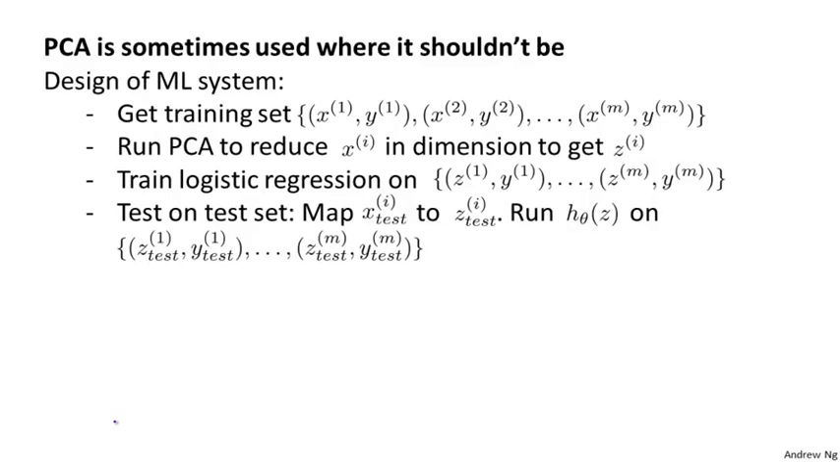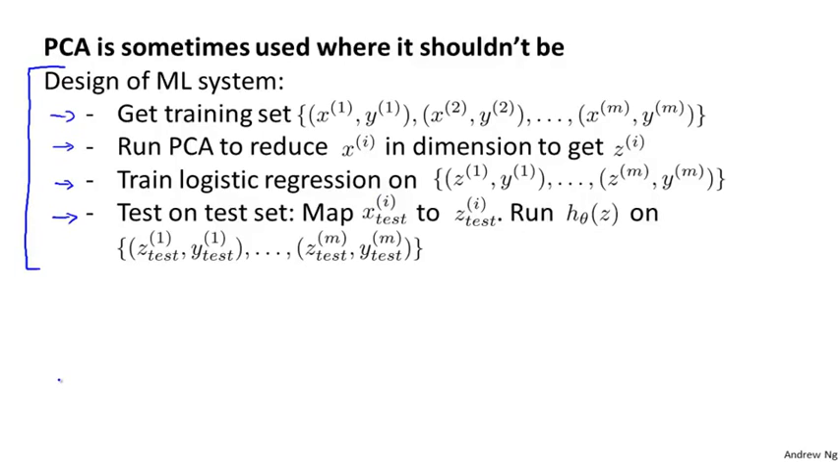Which is, if someone's designing a machine learning system, they may write down a plan like this. Let's design a learning system. Get a training set, and then what I'm going to do is run PCA, then train logistic regression, and then test on my test data. So often at the very start of a project, someone will just write out a project plan that says, let's do these 4 steps with PCA inside.